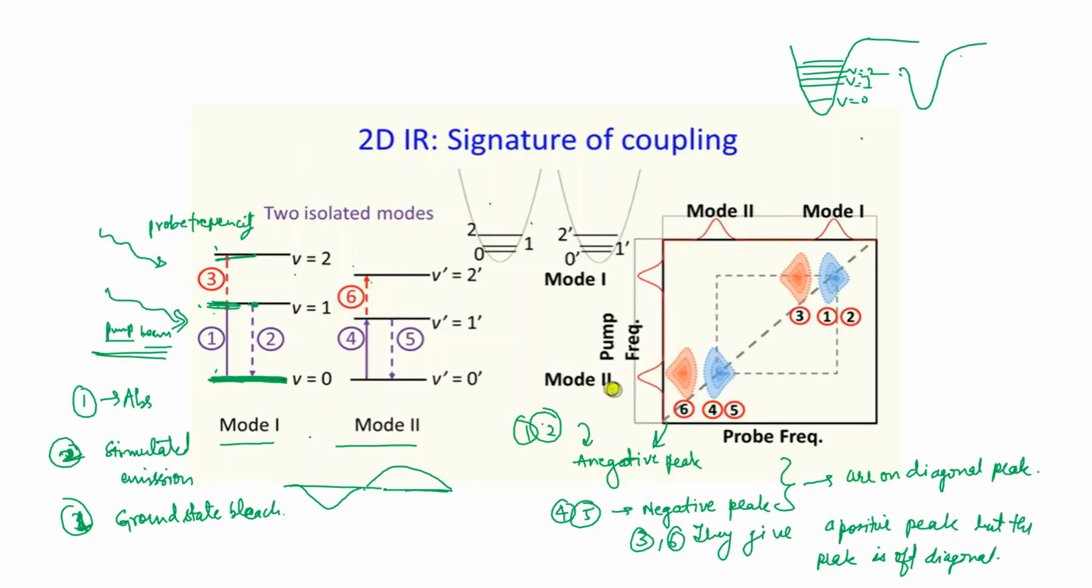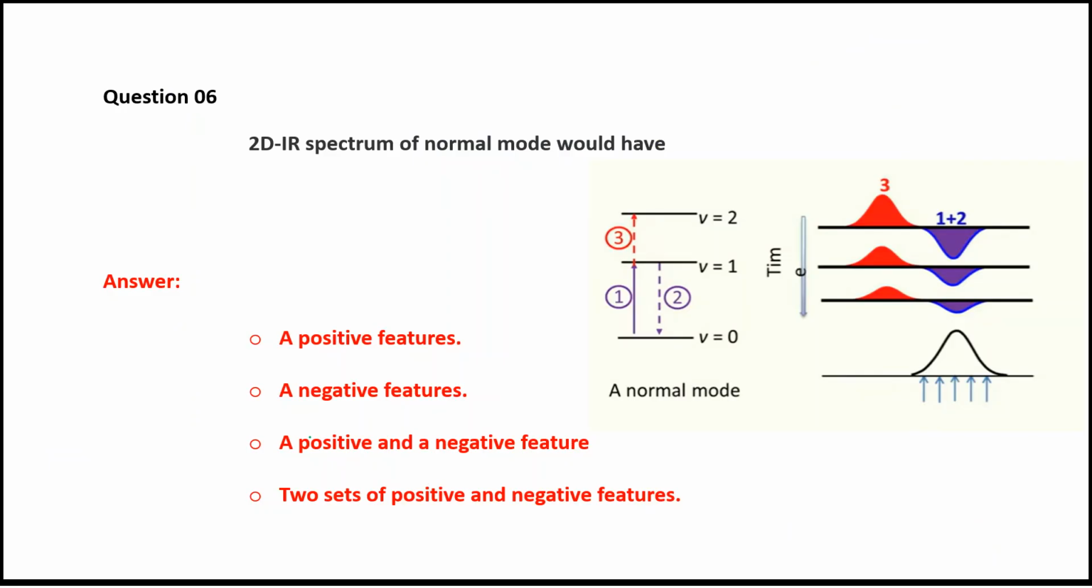Okay, so now we'll go to the next question. The next question is: the 2D IR spectrum of a normal mode would have. See, the first case which we discussed was two uncoupled normal modes. Now here we are discussing one normal mode, which is simply a normal mode. Now, in this case, the case would be a simple one. In this, the first one says 0, 1, 2. Okay, these are the vibrational levels, the ground state. The first one is the absorption.